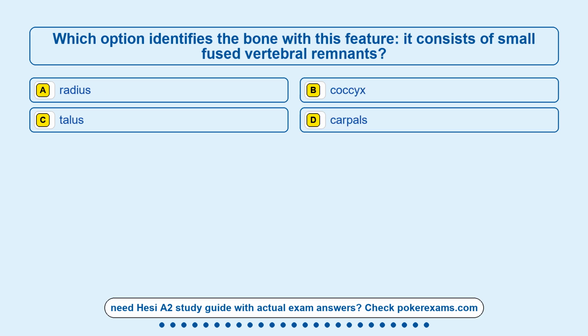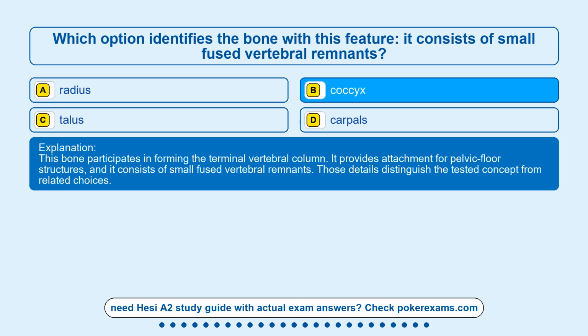Question 21. Which option identifies the bone with this feature? It consists of small fused vertebral remnants. Option A, radius. Option B, coccyx. Option C, talus. Option D, carpals. The correct answer is option B, coccyx.